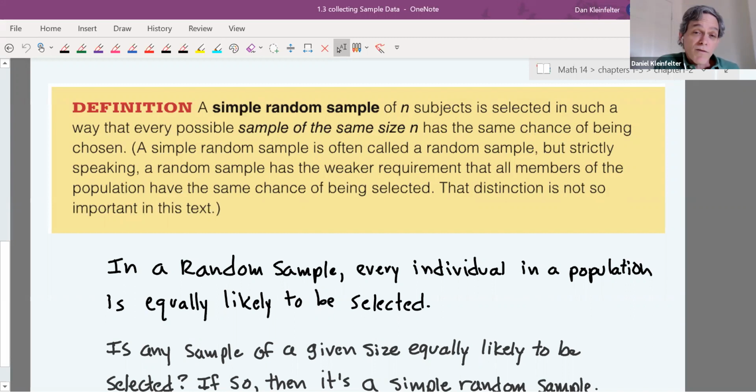For the most part, in our course, whatever tests we do at a later date, we're going to assume that the requirements are met, such as having a simple random sample. But we should talk about what it is. That's a bit of a complicated definition, so let's take a look at it carefully. A simple random sample of n subjects is selected in such a way that every possible sample of the same size n has the same chance of being chosen.